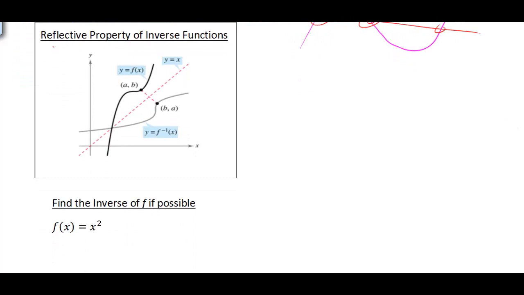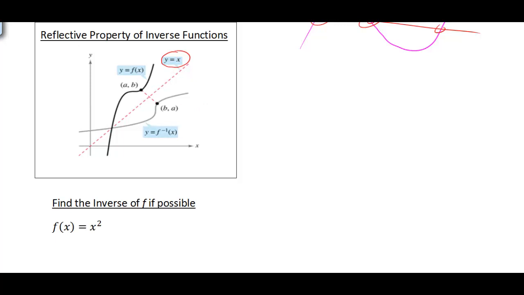All right, next we have the reflective property of inverse functions, and this is a nice one to remember. If you notice here, we have this diagonal line y equals x, which is your identity function. So that means whatever x is, y is the same number. And if you have any function and its inverse, so here we have f of x and the inverse of f, notice that they are going to be reflected about this line y equals x. And that's going to be true for any function and its inverse.